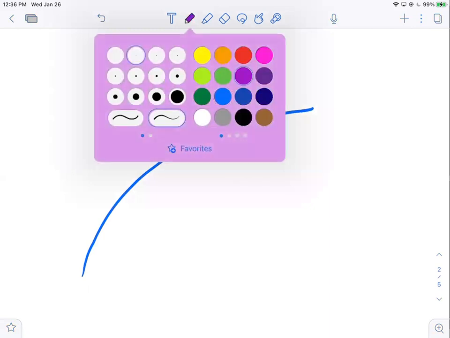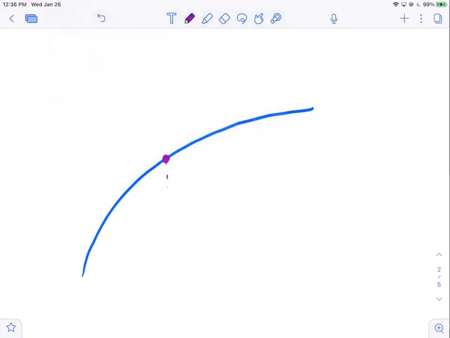Yay, Sisu, baby. Okay, so let's say we have a function that looks like that, right? And we have this x value here that we're going to call x, or x equals c.